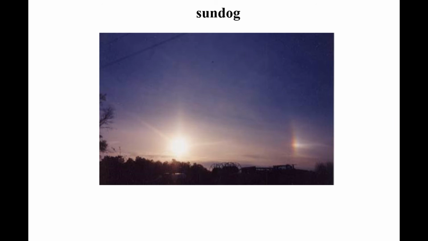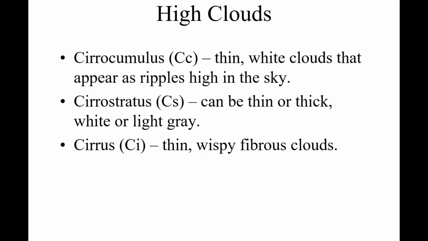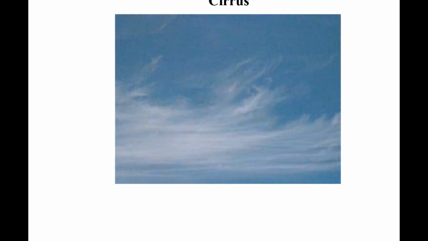And then another type of high cloud is cirrus clouds. They're thin, wispy, fibrous clouds, and sometimes they call them mare's tails because it looks like a horse's tail, maybe upside down.